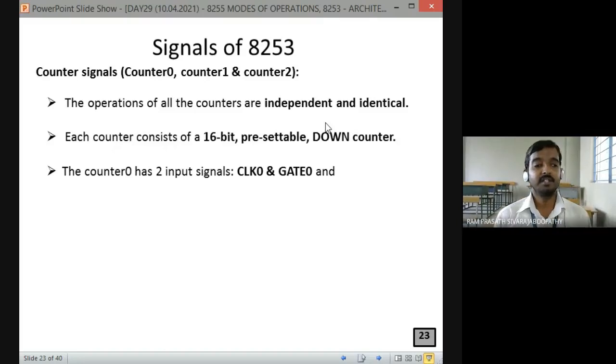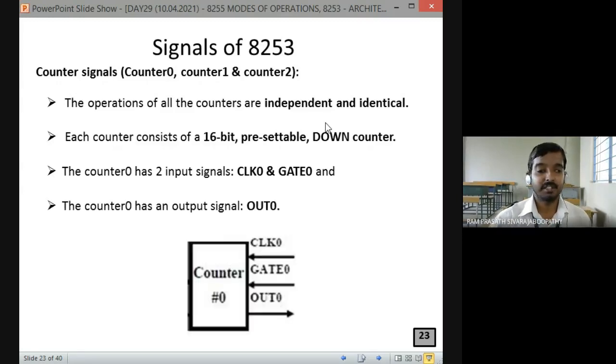So counter 0, we are going to consider counter 0. Counter 0 ல ரெண்டு input signal இருக்கு. என்னென்ன அப்படின்னு பாத்தீங்கன்னா clock 0 and gate 0. You can see this diagram. Clock 0, gate 0, ரெண்டு input. Then we are having only one output. இதோட purpose என்ன அப்படின்றது one by one we can see.